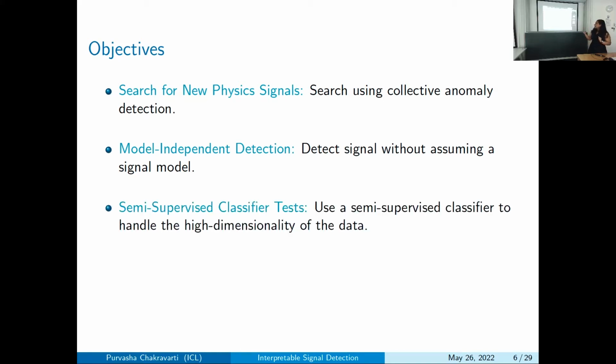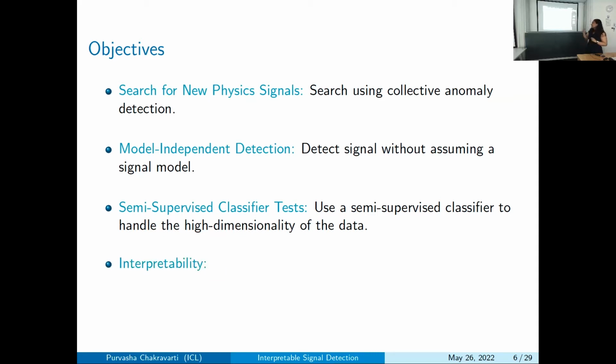And finally, we use classifiers to build this test. And I'll go into more detail about how you can use classifiers to do this sort of a test. The reason behind this is classifiers work really well in high dimensional space compared to something like density estimation. So I'll come back to that again and we'll see what the difference is.